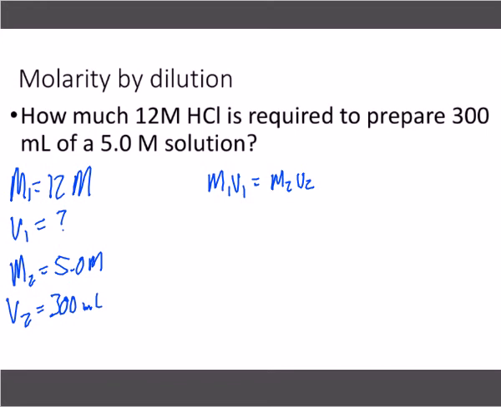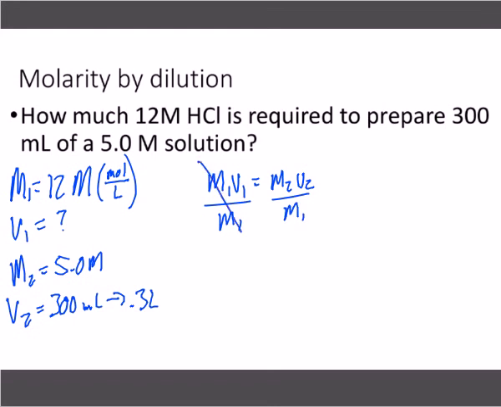Why? Because our molarity, I didn't write it out this way on purpose. What does molarity mean? It means moles per liter. So we have to have our volume in liters. That's easy. How many liters do I have here? 0.3 liters. Okay, that's simple. I'm looking for V1. I'm going to get it by itself.